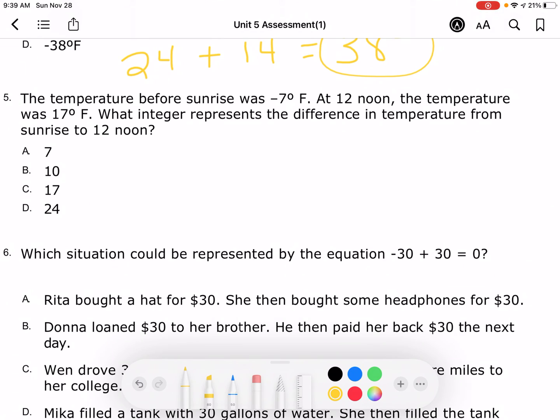The temperature before the sun rises was negative 7. The temperature at noon was 17. What integer represents the difference in the temperatures from sunrise to 12 o'clock noon? So I have 17 minus negative 7. Keep, change, change. 17 plus 7. I have 24 degrees.